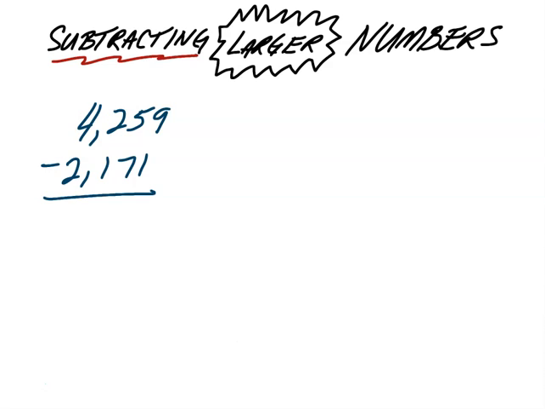First problem, I have 4,259 minus 2,171. Now, what you're going to notice first of all is there is probably going to have to be a little bit of what we call renaming. I'll show you what that means in a brief minute. But in the meantime, let's go ahead and square this away. The first thing we're going to do is we're going to say, okay, 9 subtract 1 is 8.